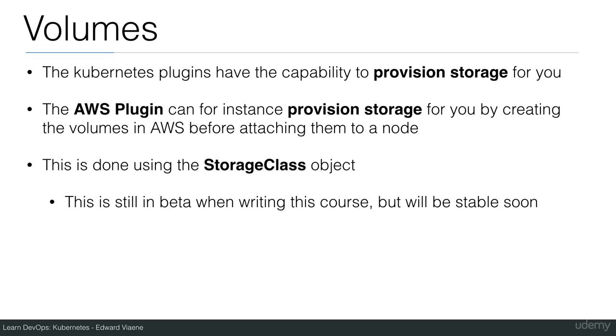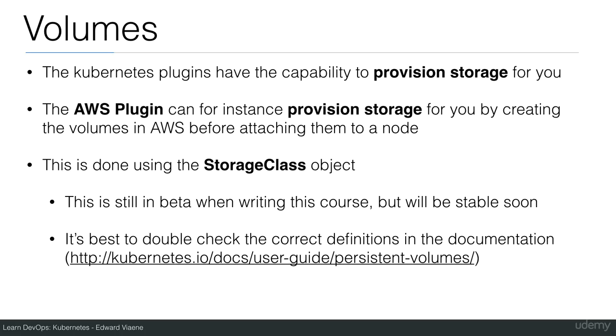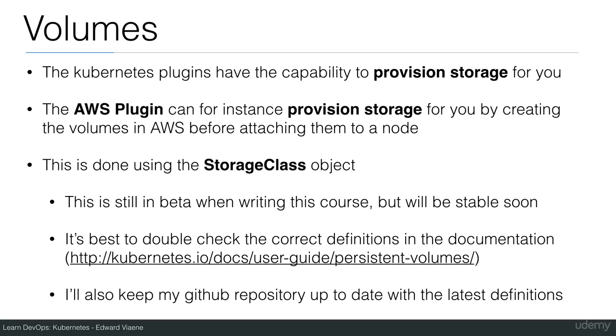This is still beta when writing this course, but will be stable soon. It's best to double check the correct definitions in the documentation. Every time you see beta, you might want to check that. So here's a link that goes to the definitions of the persistent volumes. I will also keep, of course, my GitHub repository up to date with the latest definitions.